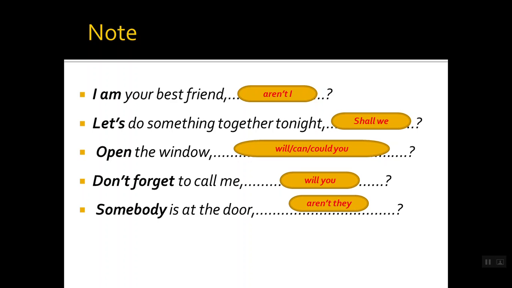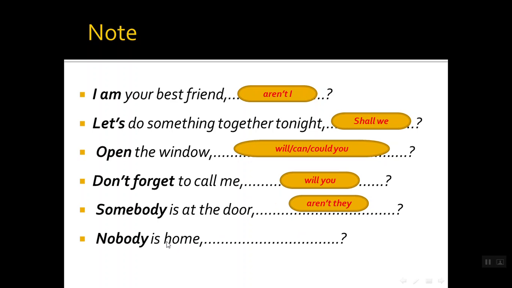Somebody is at the door. Aren't they? You will stop at this sentence and ask, why do we use "they"? Although the subject here is somebody, somebody is a neutral subject. You cannot decide whether it's he or she. That's why we say they. Aren't they?